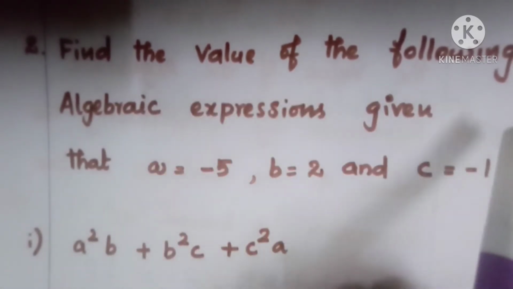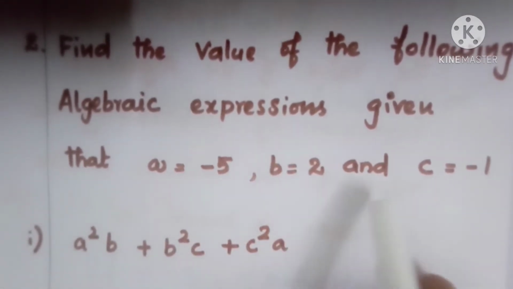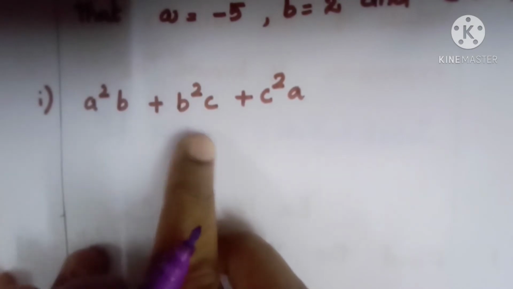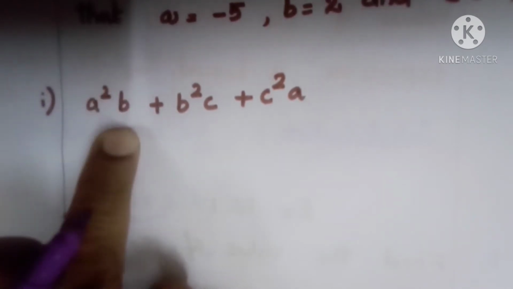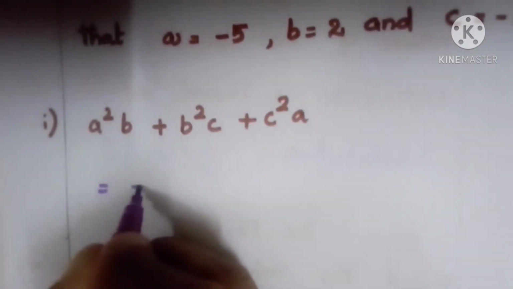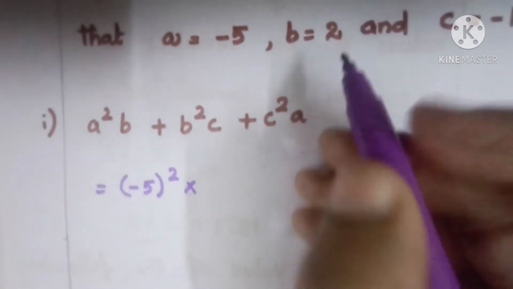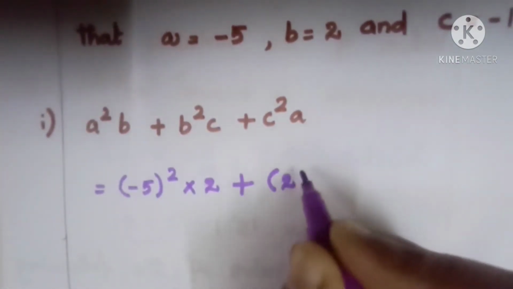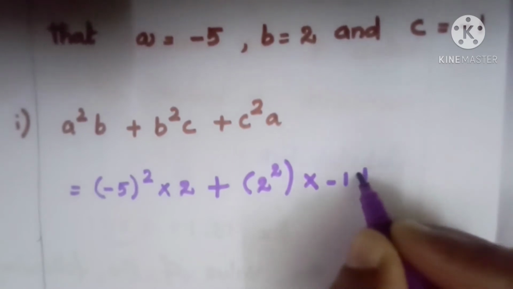Second sum, find the value of the following algebraic expressions given that a is equal to minus 5 and b is equal to 2 and c is equal to minus 1. First sum, a square b plus b square c plus c square a. A square b means a square into b. So in case of a, you have to put the value of minus 5. So minus 5 the whole square into, what is the value of b? 2. Plus b square, so 2 square into, what is the value of c? Minus 1. Plus c square.